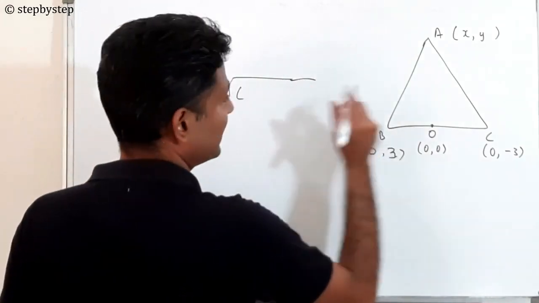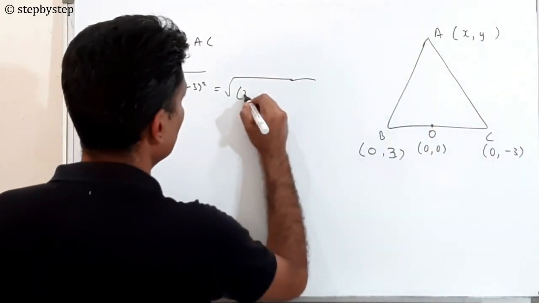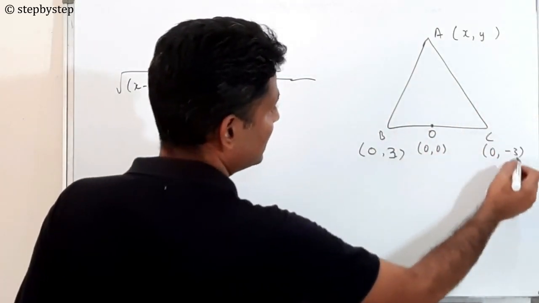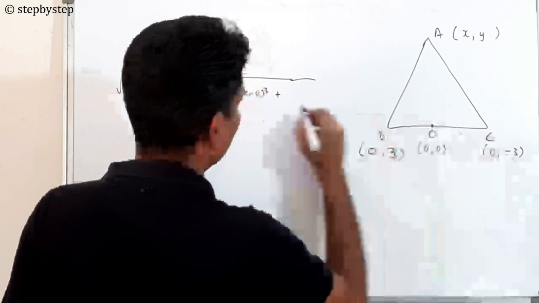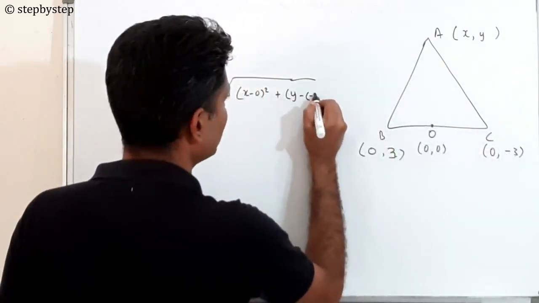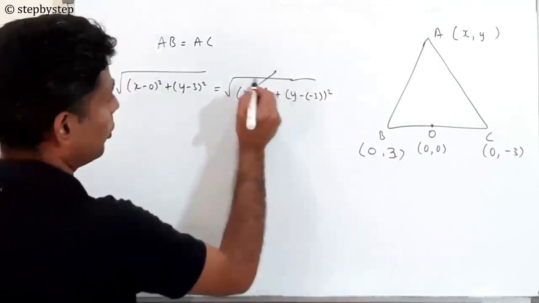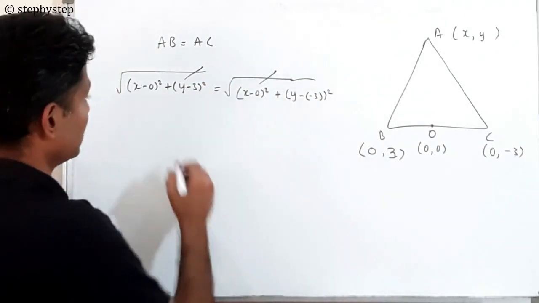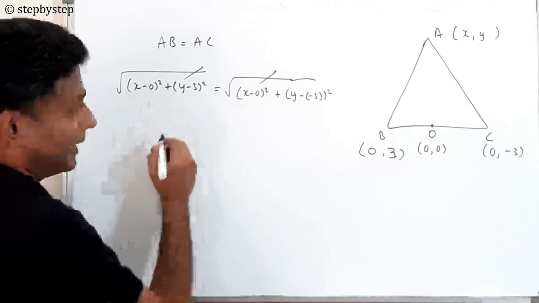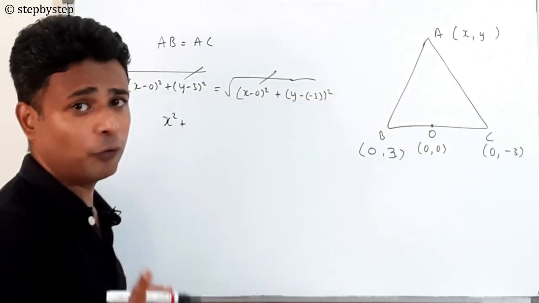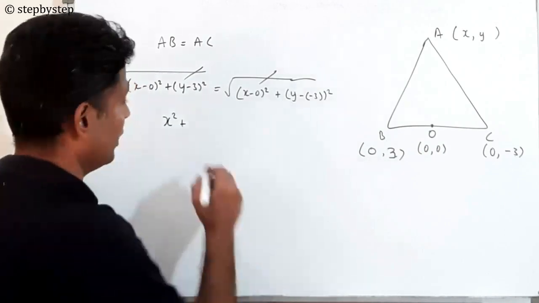Again, x2 minus x1, that is x minus 0 whole square, plus y2 minus y1, that is y minus of minus 3 whole square. When we take square on both sides, the square roots will cancel. Now what do we get? x minus 0 is x square, plus y minus 3 whole square, it's of the form a minus b whole square. So you have to use that formula.